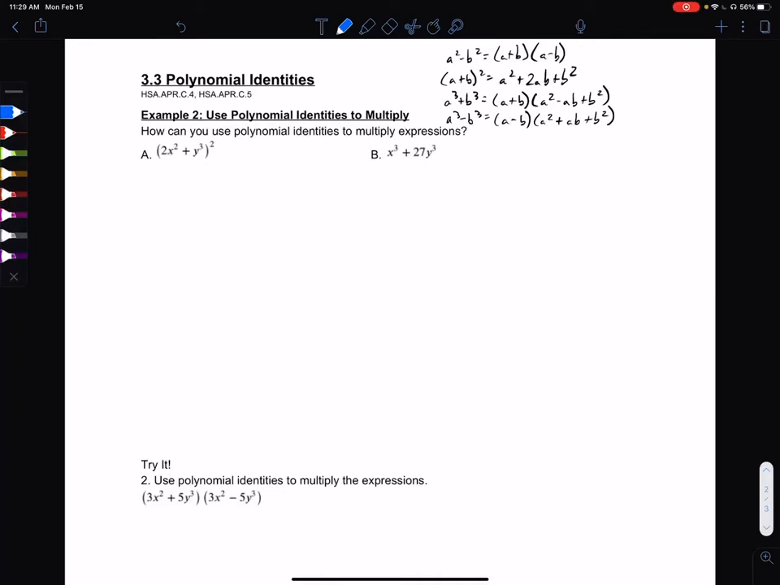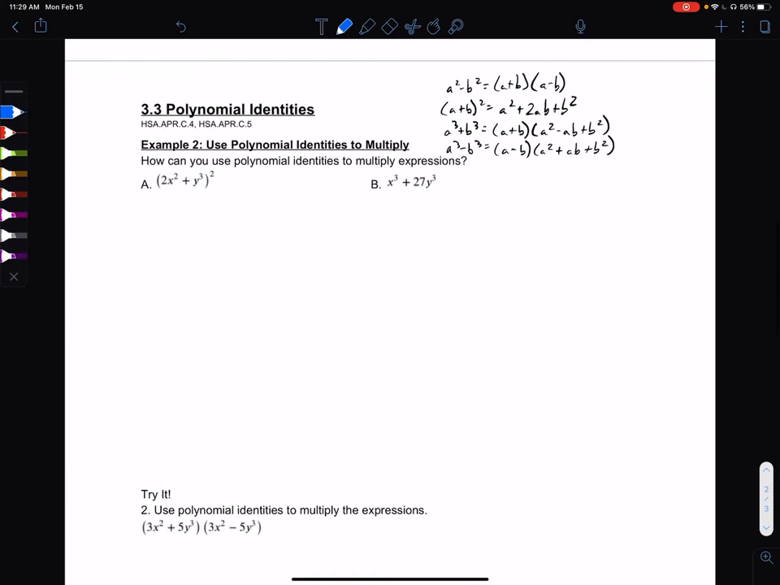Here we're going to look at example 2, use polynomial identities to multiply from section 3.3. Up top here, I've already written our 4 polynomial identities out so we can reference them quite easily rather than scrolling all around. So for part A, we're given the expression 2x squared plus y cubed, that quantity squared.